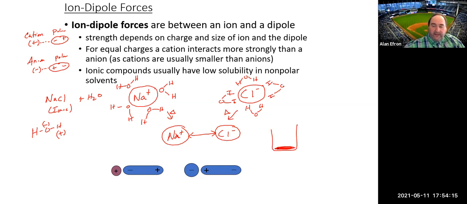So if you've ever done that, you get that little, I'll draw it in red, but it's usually a white solid residue that's left over after all the water evaporates. And that's essentially what's happening when we dissolve something. That's why ionic compounds, for the most part, are pretty soluble in water. They're very, very soluble in water because of this interaction. And it's an ion-dipole interaction that's occurring.